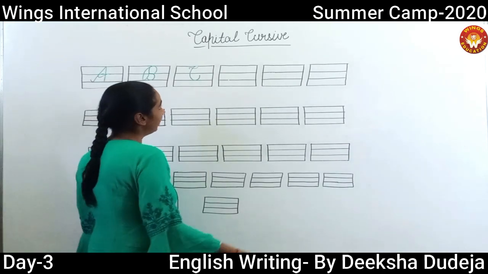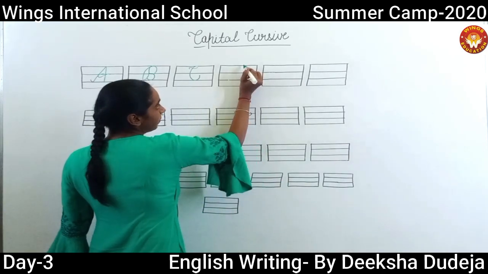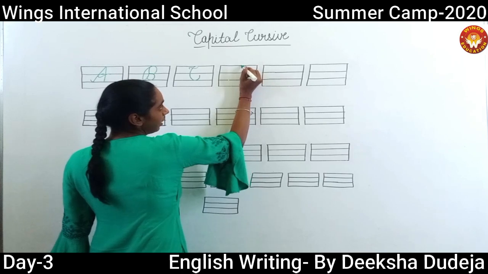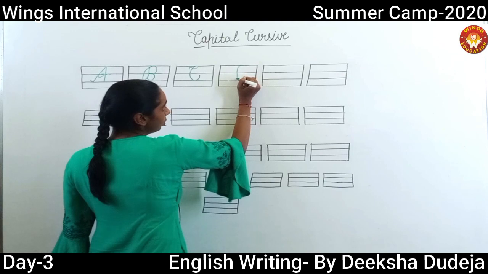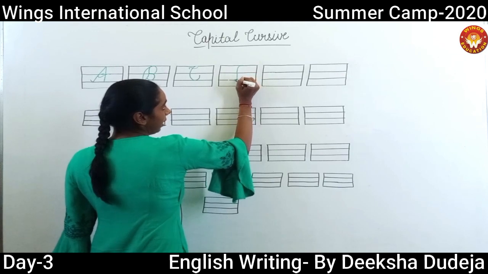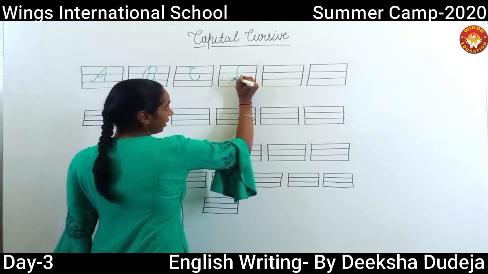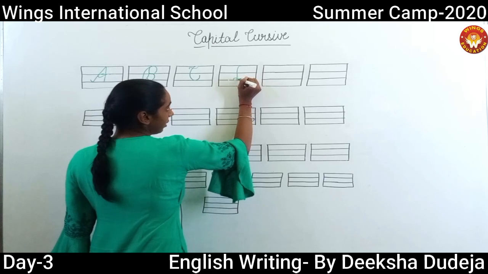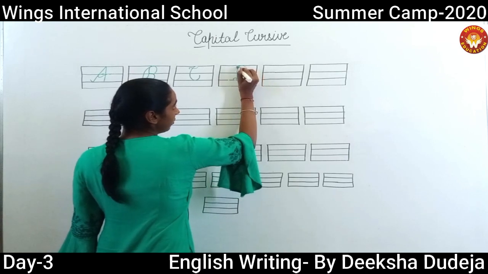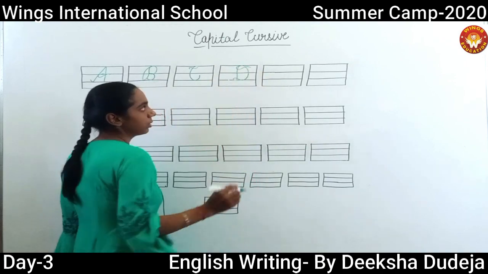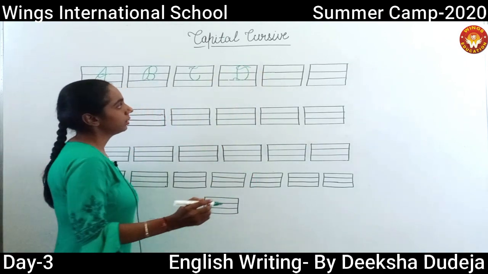Next, D. Start from first line. I draw curve line, first line to third line. And I round this line. And touch first line. And again, I shape of. Over. Next E.